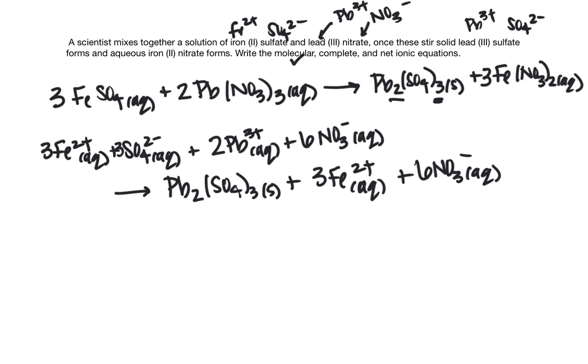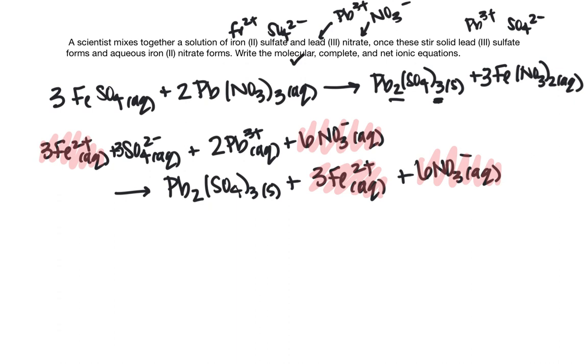Our net ionic equation removes our spectators. I'm going to highlight my spectators red. Spectators are things that are on both sides. So we have iron 2 plus on both sides. It's always a good idea to make sure that they balance. And we also have these nitrate ions.